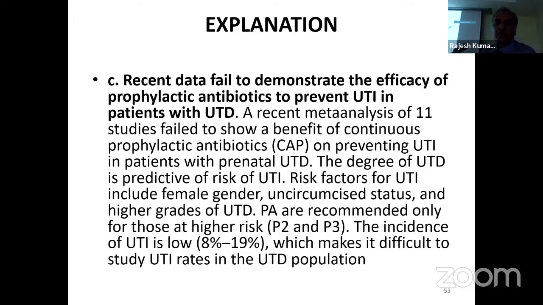The degree of UTD is predictive of risk of UTI. Risk factors for UTI include female gender, uncircumcised status, and higher grades of UTD, and imaging is recommended only for those at higher risk. The incidence of UTI is low, which makes it difficult to study the UTI rates in the UTD population.